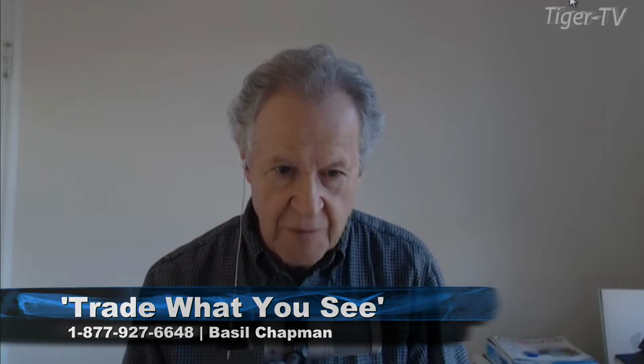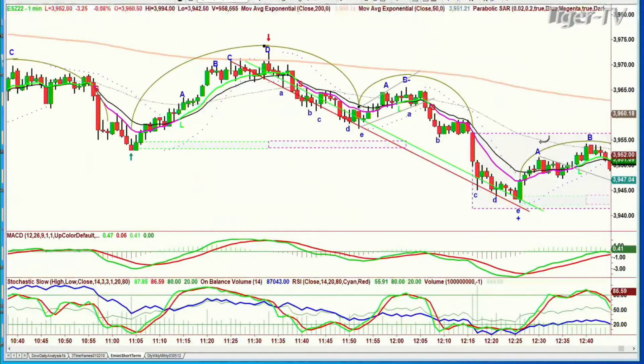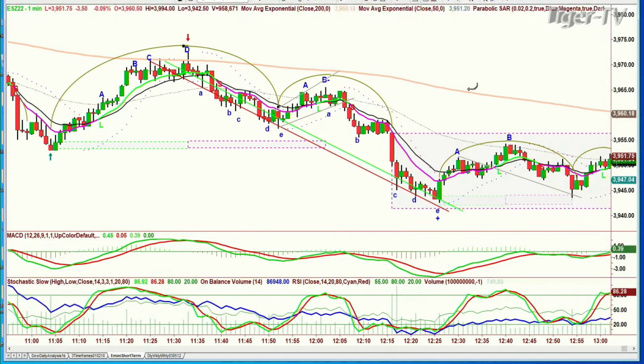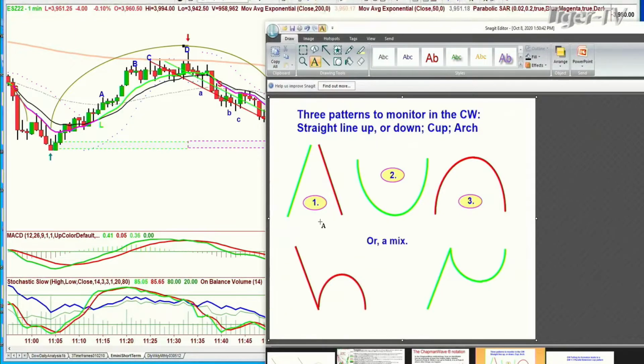right now. We're looking at the E-mini, and this is the 1 minute chart. Look, these patterns, let me just show you right here. I always look at three basic patterns: straight up, straight down, cup formation, arch formation, a mix of 1 and 2 or 1 and 3. And I also look at rectangles, the narrow rectangle and the large rectangle.